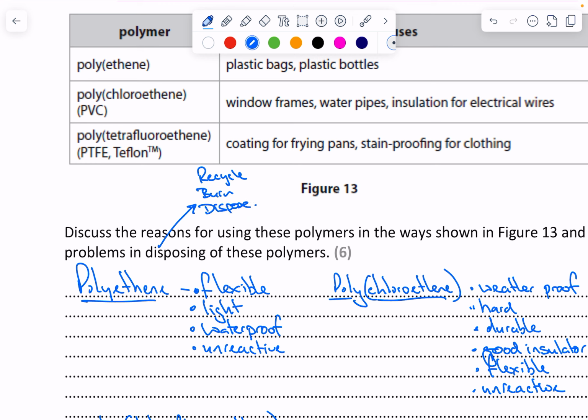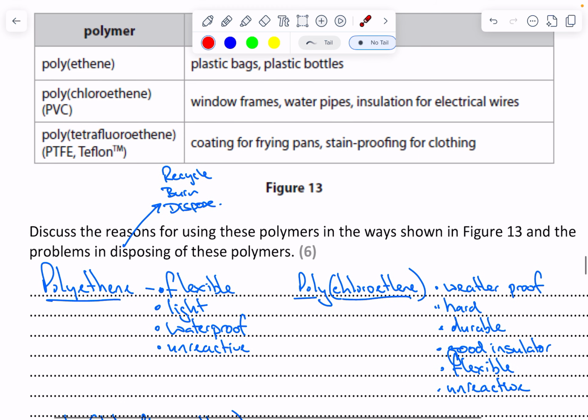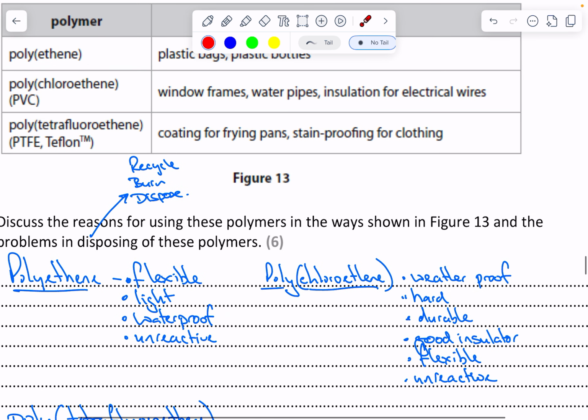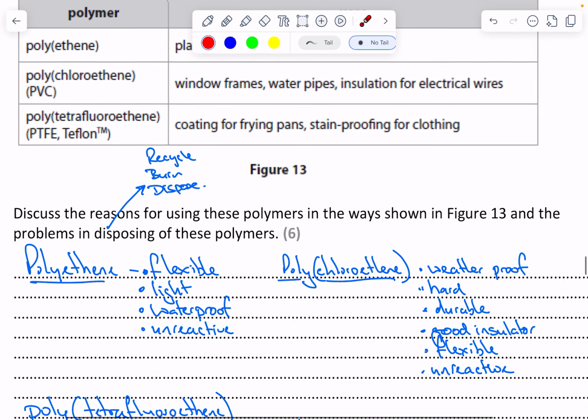So let's look at the first part of the question and the properties of each of the plastics listed. So polyethylene, see it's bags and water bottles, so it's got to be flexible, it's light, it's waterproof, and it's unreactive. We don't want it to react with the contents of the bottles. Polychloroethene, so again, it's weatherproof, it's used outside a lot, it's very hard, it's durable, it's a good insulator, which is why it's used for electrical wires. It's flexible because the wires can bend and stretch, and it's unreactive. Again, if it's going to carry water, we need it to be unreactive, not contaminating the water.